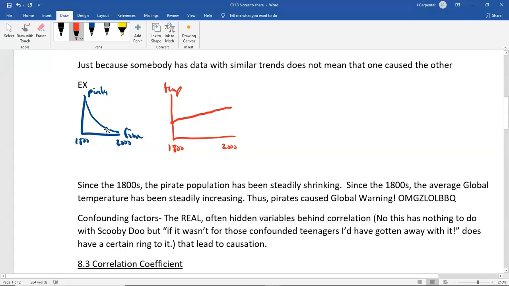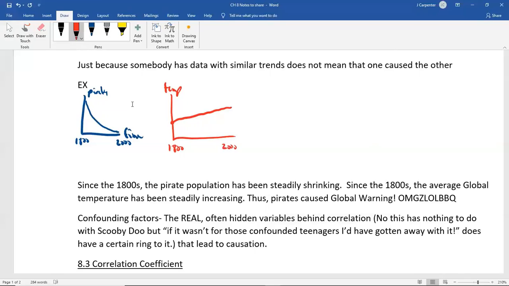So why did the pirate population shrink? What are the confounding factors there? And again, we were using the pirate shrinking as the dependent variable before. Now I'm calling it the independent. Now we're calling it the dependent. So you might say, okay, well, what caused the pirate population to shrink? Maybe it was human beings becoming more civilized over time, human beings having cities and living in denser areas and stuff like that.